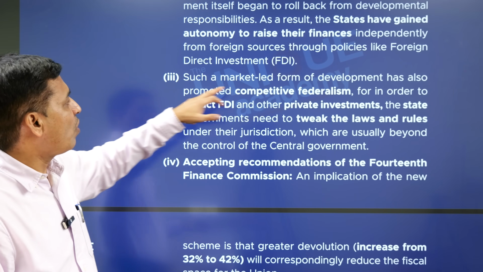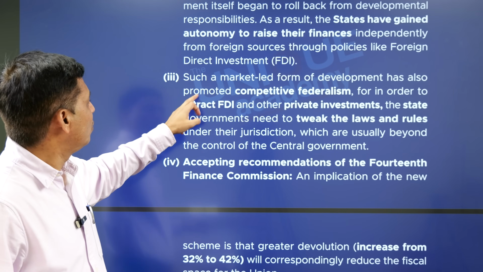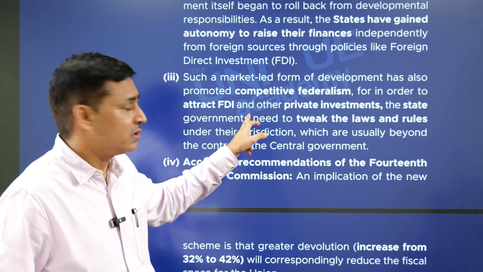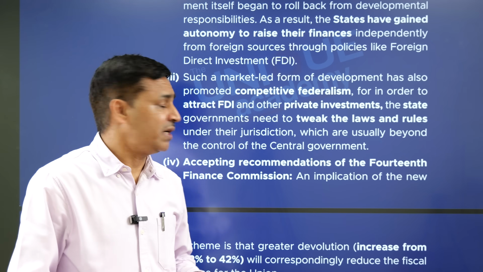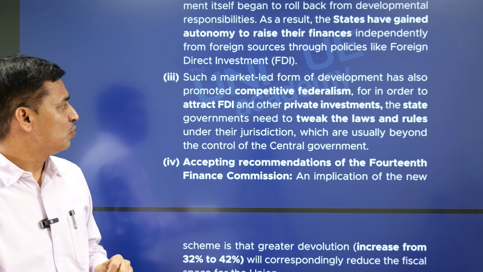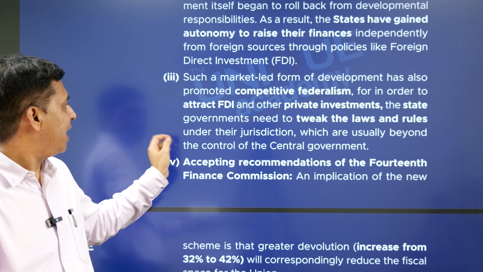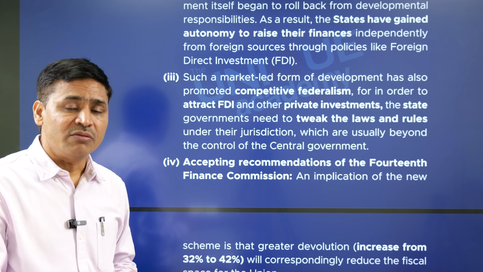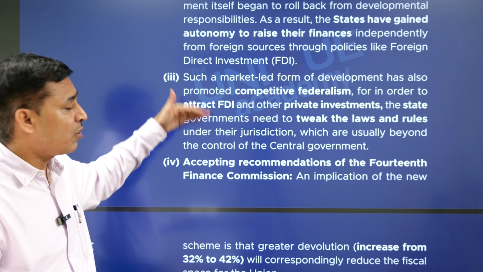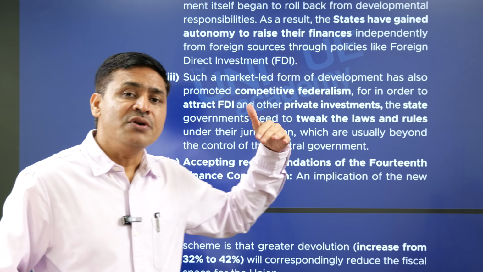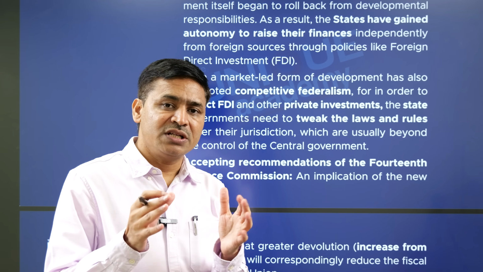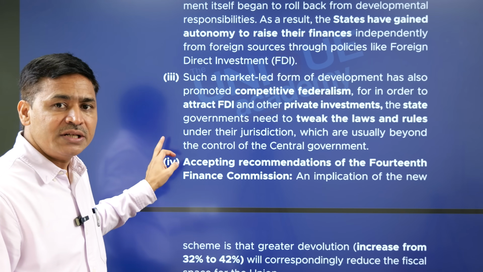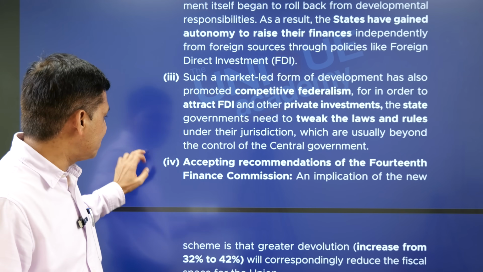Such a market-led form of development has also prompted competitive federalism in order to attract the FDI and other private investment. The state governments need to tweak the laws and rules under their jurisdiction, which are usually beyond the control of the central government. So, the competitive dimension of the federalism, and that competition is between and among the states. Okay. Sometimes that is called as the horizontal dimension.